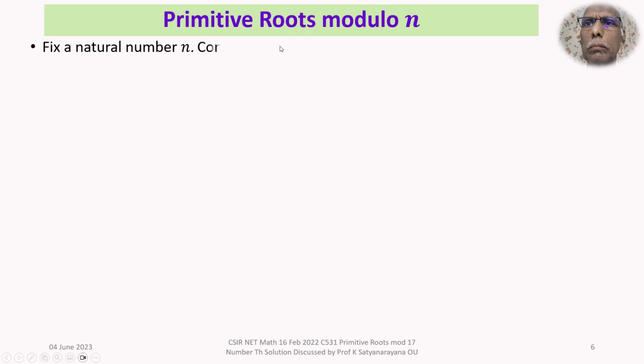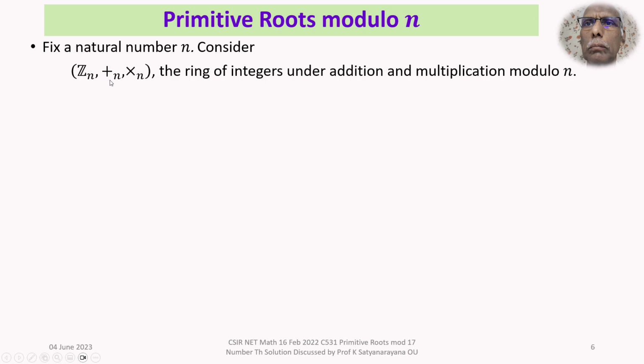Before getting into the problem and the discussion of its solution, we review some results on primitive roots modulo n. First, fix a natural number n. Consider Z_n, the ring of integers under addition modulo n and multiplication modulo n.